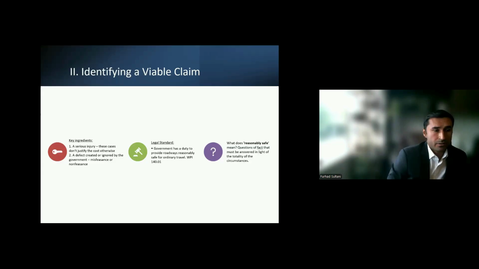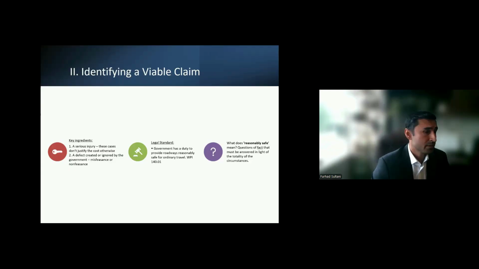The legal standard in highway design cases, as you'll find in the WPI, the 140.01, the government has a duty to provide roadways reasonably safe for ordinary travel. And I'll take ordinary travel first off. We're not looking at cases where there's, to borrow a products terminology, misuse. So we're not looking at abnormal factors. A very, very high rate of speed is outside of ordinary travel, versus normal speeding, that's still in the realm of ordinary travel.